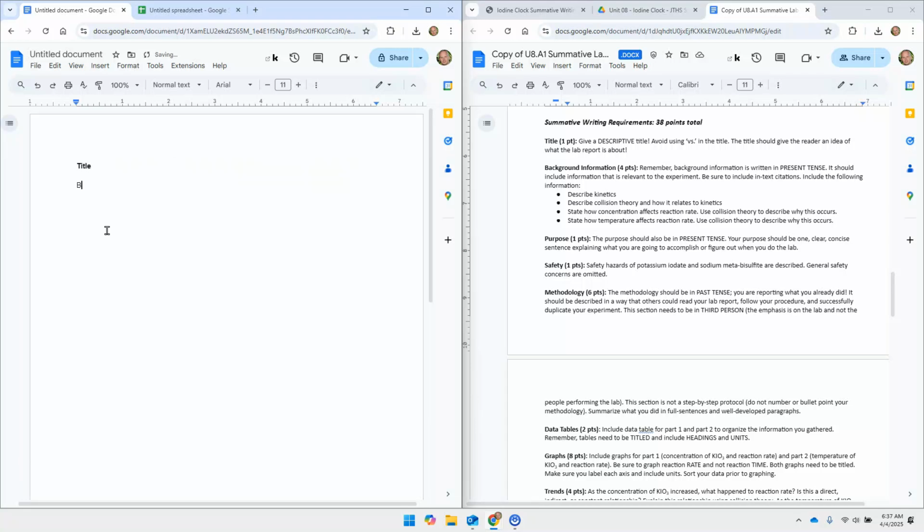All right, the next section is the background. The background information is written in present tense and should include the following information that's relevant to the experiment. So here we are going to basically take the information we looked up in the pre-lab, put it into paragraph form, and then include citations here at the very end of the lab. You can skip the in-text citations as the directions say here. So you're going to take the answers to the questions that you had in the pre-lab about kinetics, collision theory, the relationship between concentration and reaction rate, temperature and reaction rate, and put it into paragraph form.